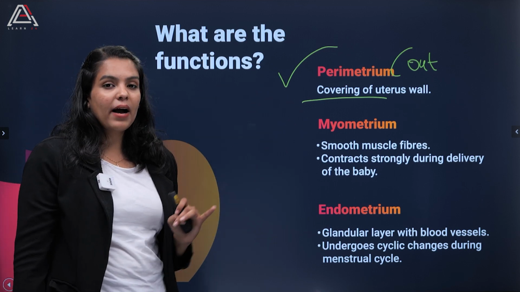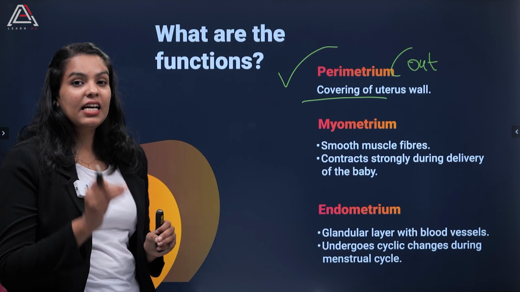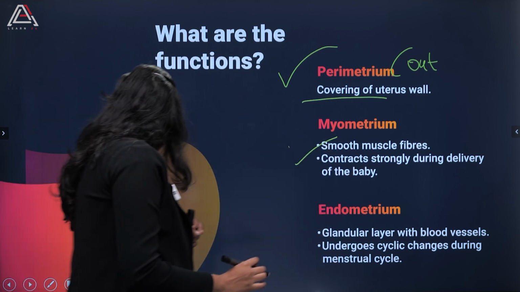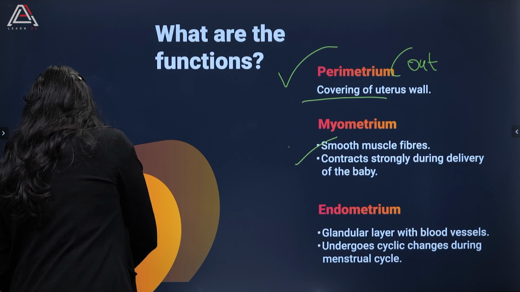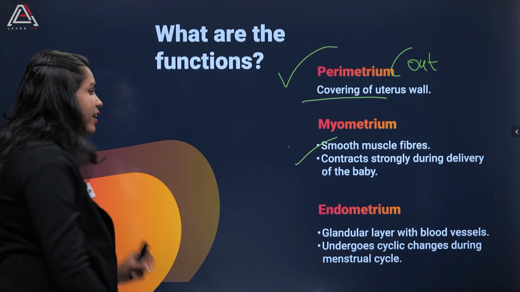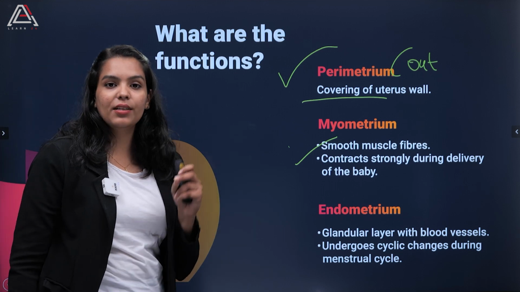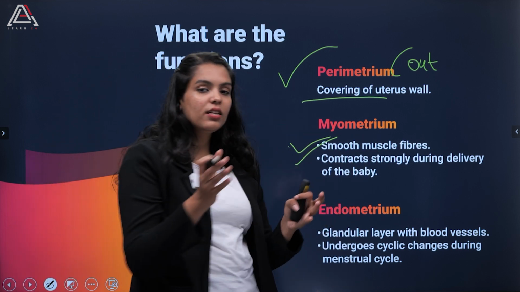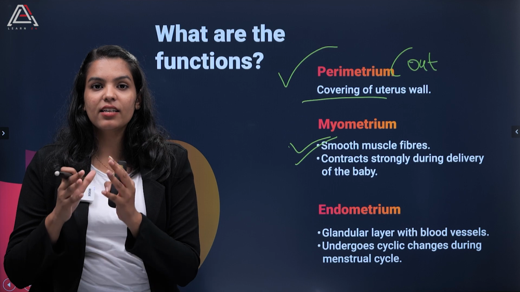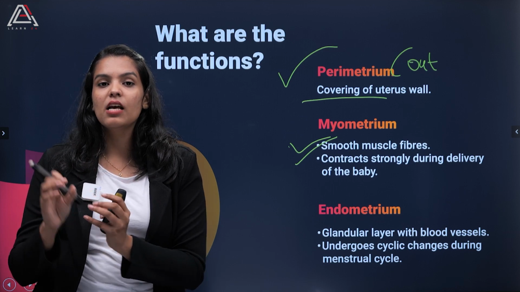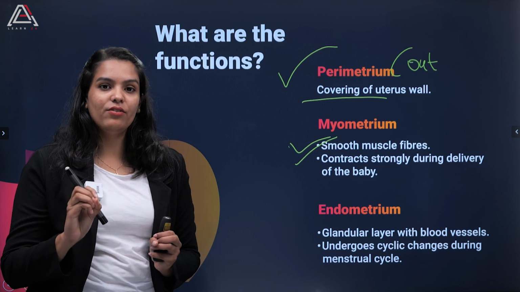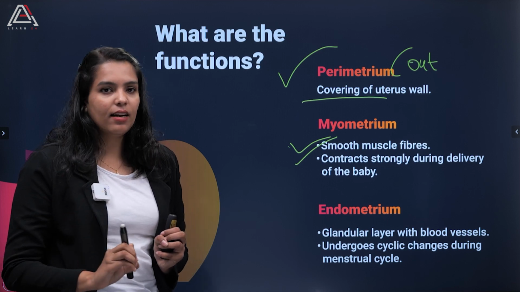Whereas talking about the myometrium, which is the middle layer, this layer consists of smooth muscle fibers which basically contract strongly during the delivery of the baby. Okay, so the myometrium consists of smooth muscle fibers, and this layer basically contracts during the delivery of the baby itself.